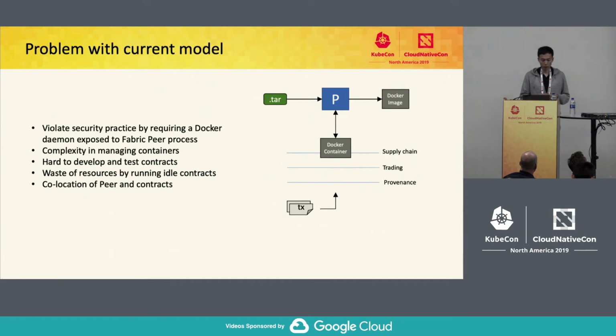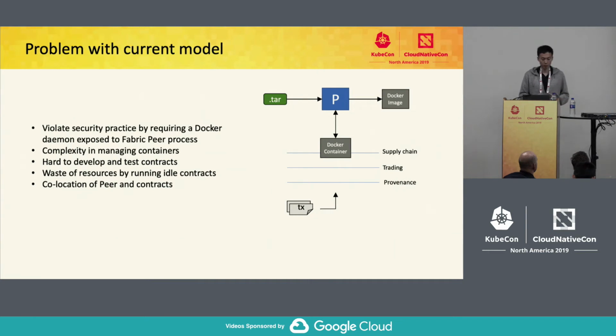And a third one is it's hard to develop and test contracts. For example, very often we want to try out a new smart contract. Whenever I deploy, I need to go through the whole lifecycle, upload the tar, wait for it to build, and if something goes wrong, I need to rerun this process again and again, which is quite burdensome.